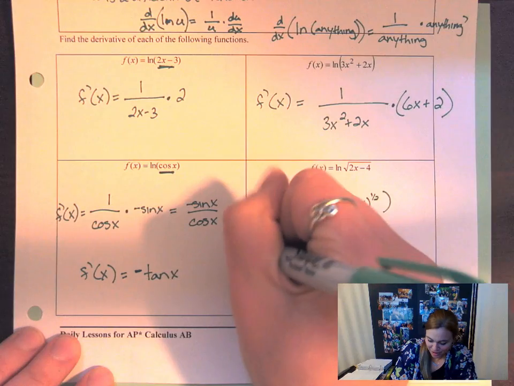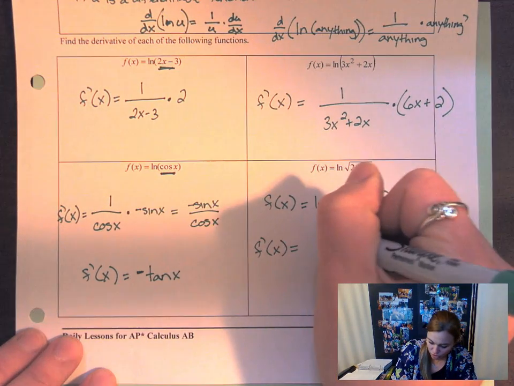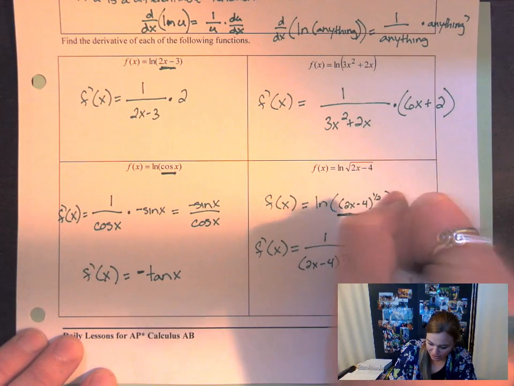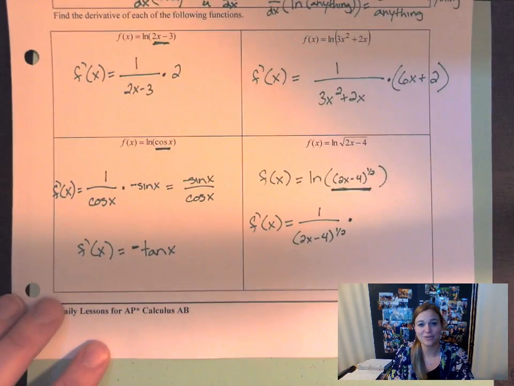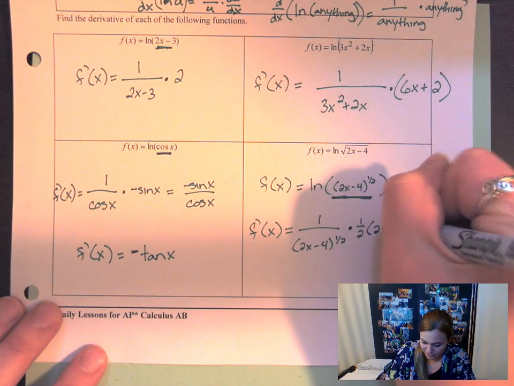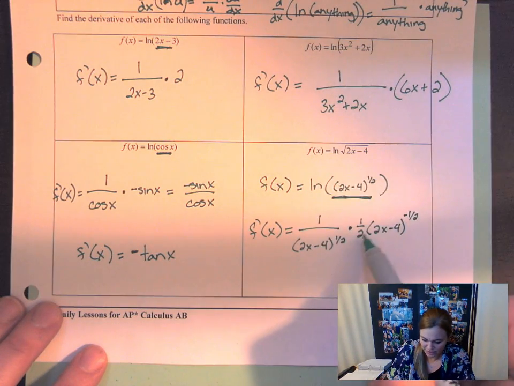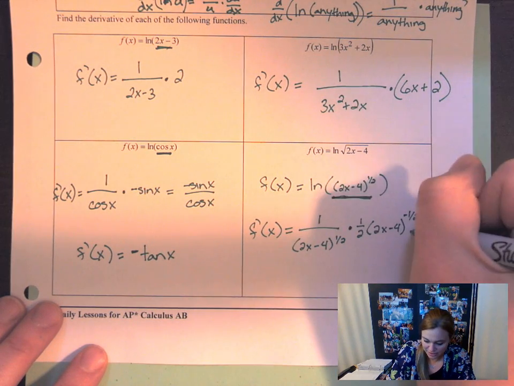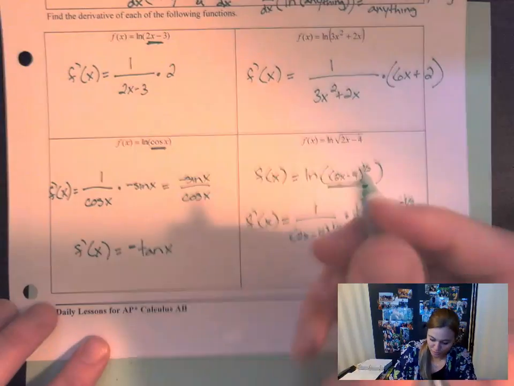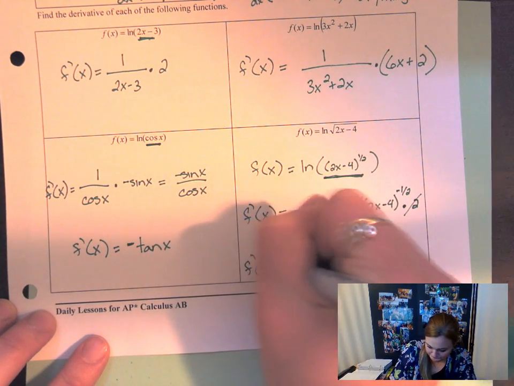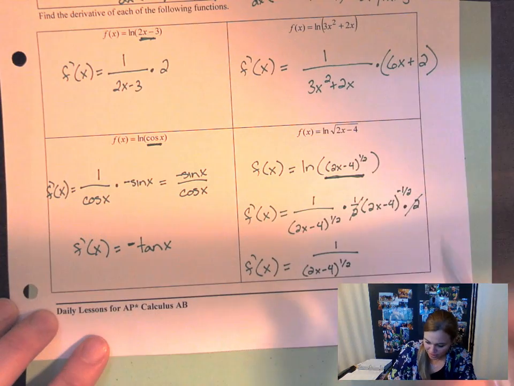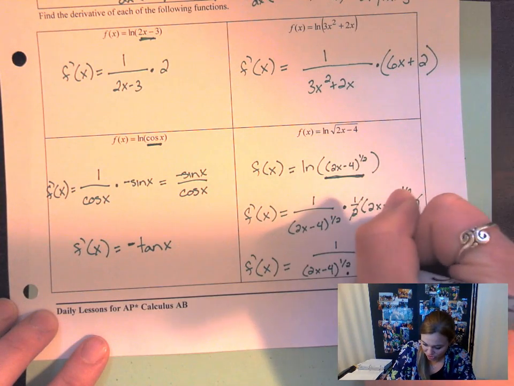Yes. F prime of x is equal to 1 over the anything, so 2x minus 4 to the 1/2, times the derivative of the anything. So when you do this, you've got the chain rule. Wow. Take the derivative of the outside. So I did the 1/2 to negative 1/2. I left the inside alone, times the derivative of the inside. These 2's cancel out. One more thing. This would be 1 over 2x minus 4 to the 1/2. This was negative 1/2 as an exponent, so I'm going to put that in the denominator also.